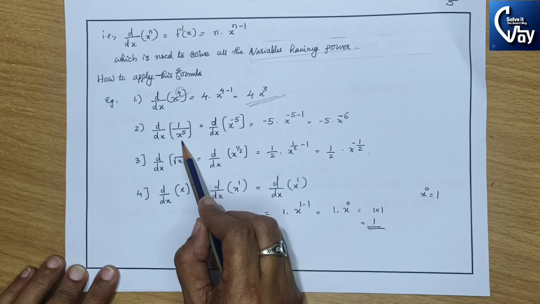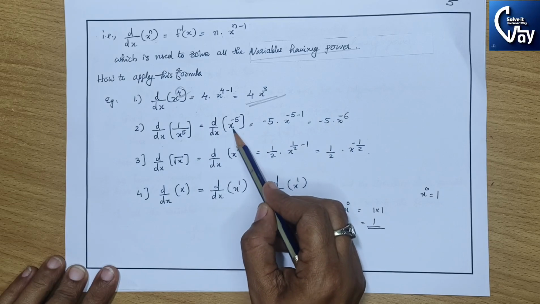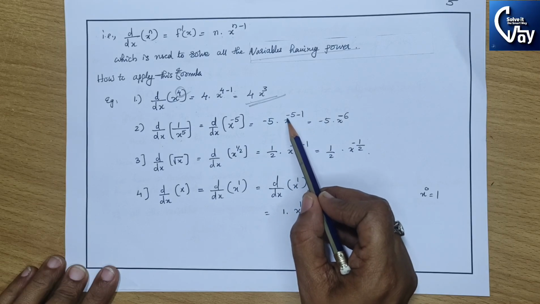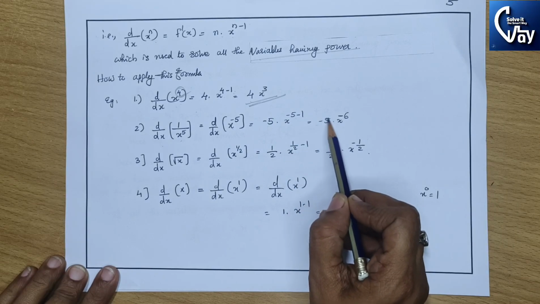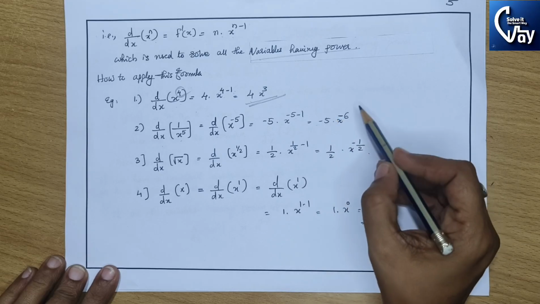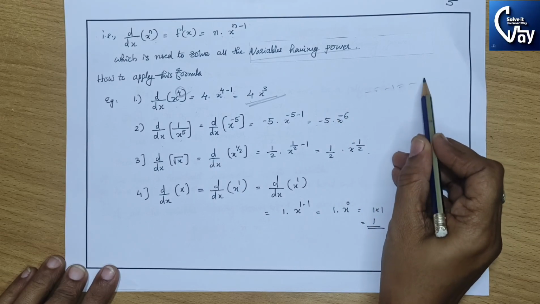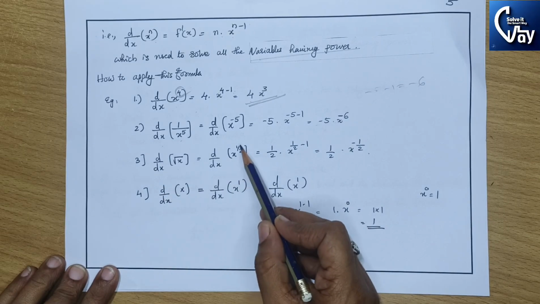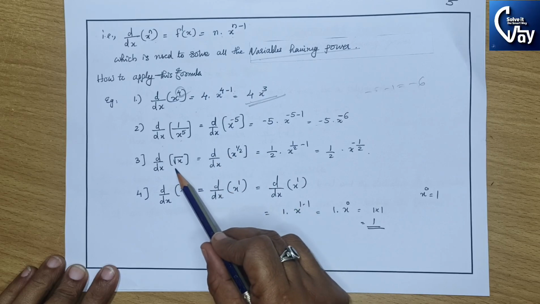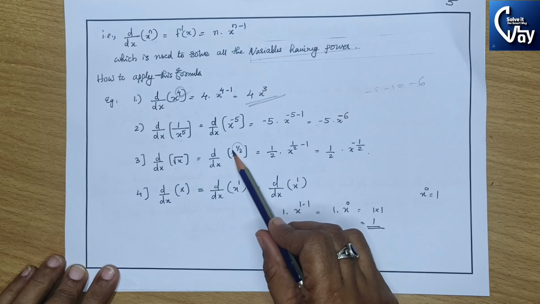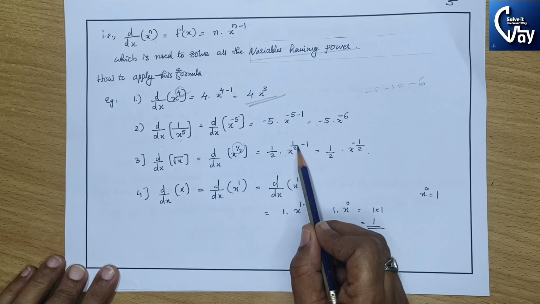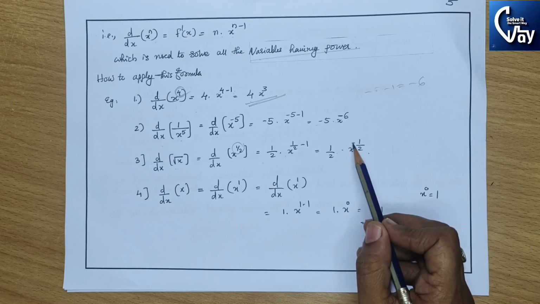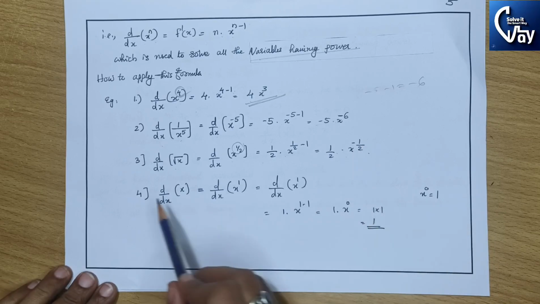Similarly, d by dx of 1 by x raised to 5, that can be written as x raised to minus 5. That is equal to minus 5 into x raised to minus 5 minus 1, that is minus 5 into x raised to minus 6. Minus 5 minus 1 equals minus 6. D by dx of root x. Root x is the same as x raised to 1 by 2. Here 1 by 2 is n. That is equal to 1 by 2 into x raised to 1 by 2 minus 1, that is 1 by 2 into x raised to minus 1 by 2. What is d by dx of x?